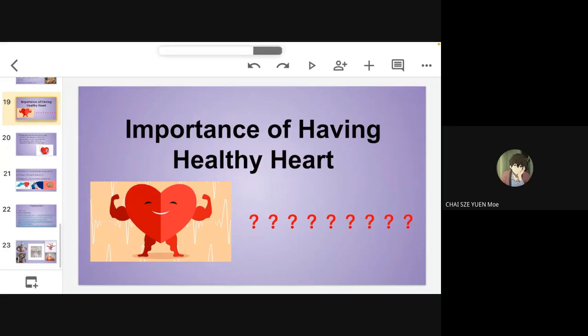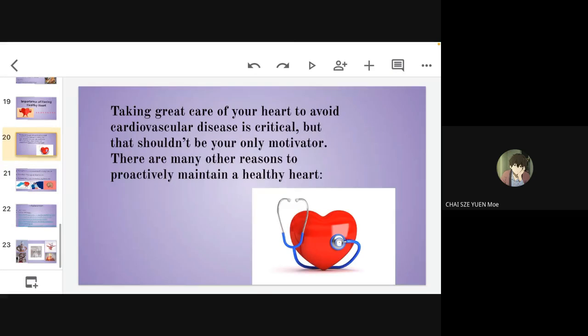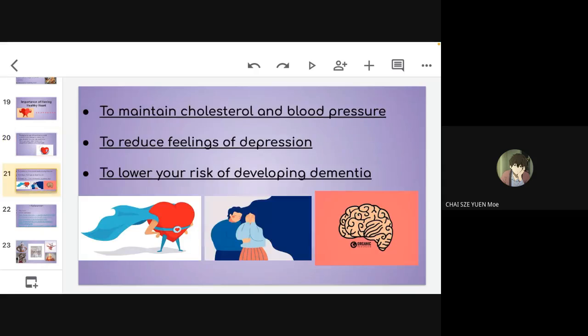Importance of having a healthy heart. Taking great care of your heart to avoid cardiovascular disease is critical, but that is not the only reason to keep your heart healthy. There are many other reasons to proactively maintain a healthy heart: to maintain cholesterol and blood pressure, to reduce feelings of depression, to lower your risk of developing dementia.